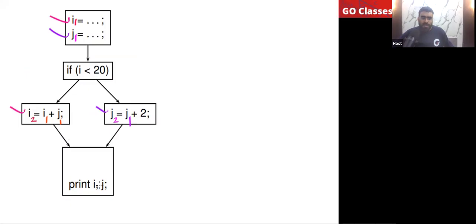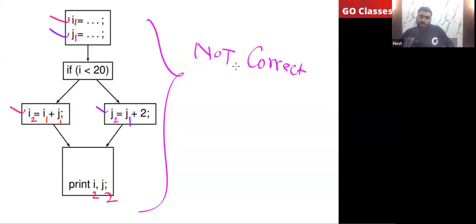What should I print? Here you have I2, here J2. So should I print I2, J2? If I print I2, J2, this I2 is coming from here, J2 is coming from here. Can I say this is the correct answer? Where is the problem? This is not the correct answer. You tell me the problem. Find the problem.